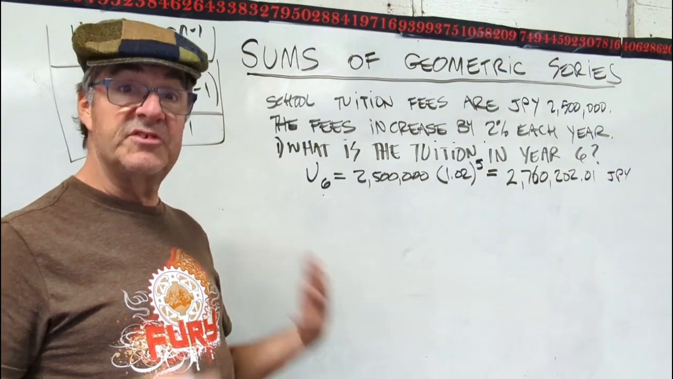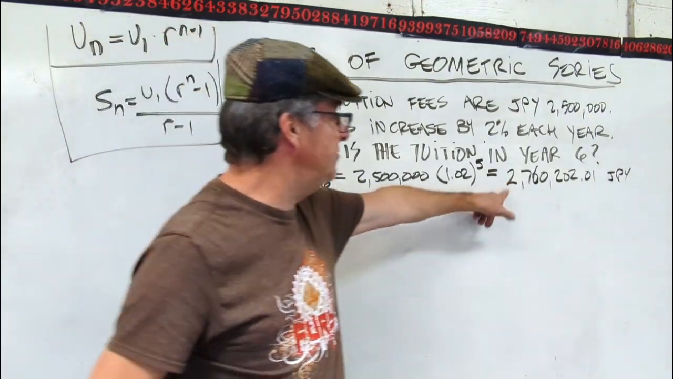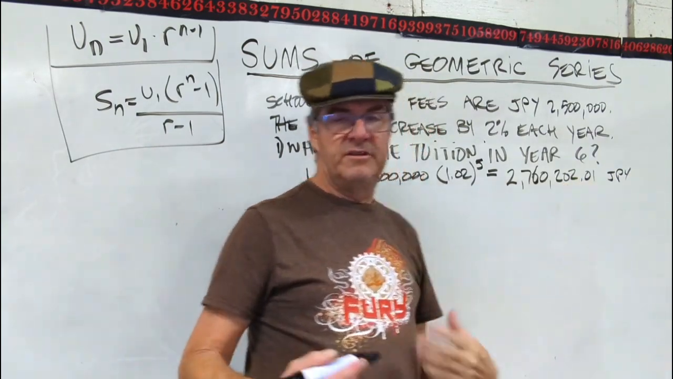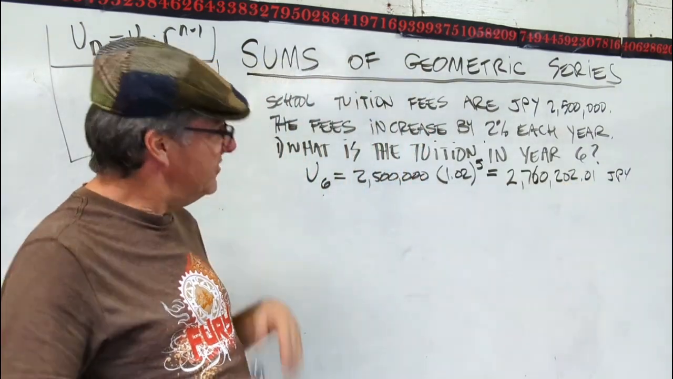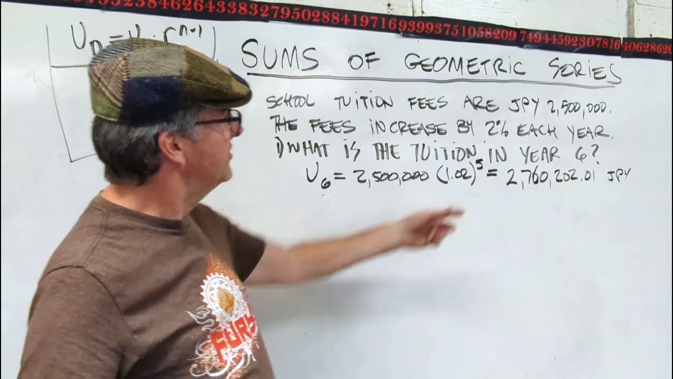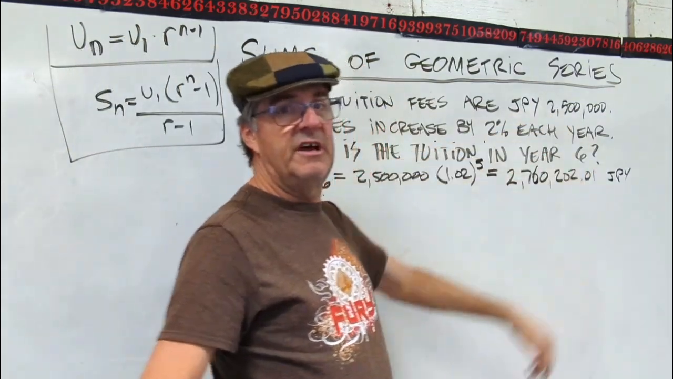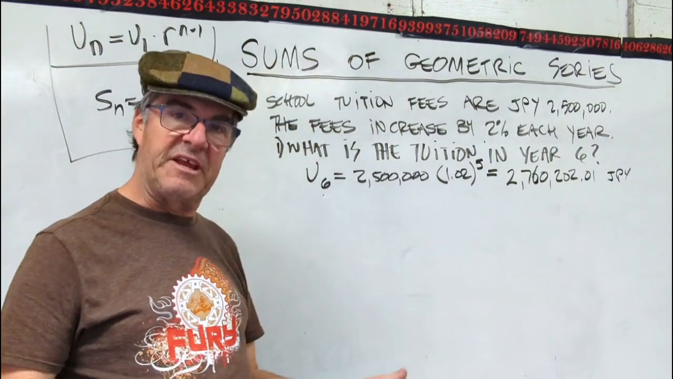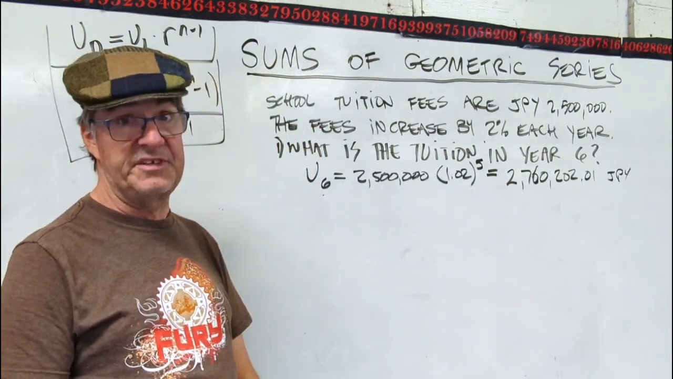Okay, when I crunch the numbers, here's what I get: 2,760,202.01 Japanese yen. So that kind of makes sense. It's only going up by 2% per year. So we started at 2,500,000. After 6 years, the tuition is 2,760,000. That seems reasonable. Okay, that passes the reasonableness test.